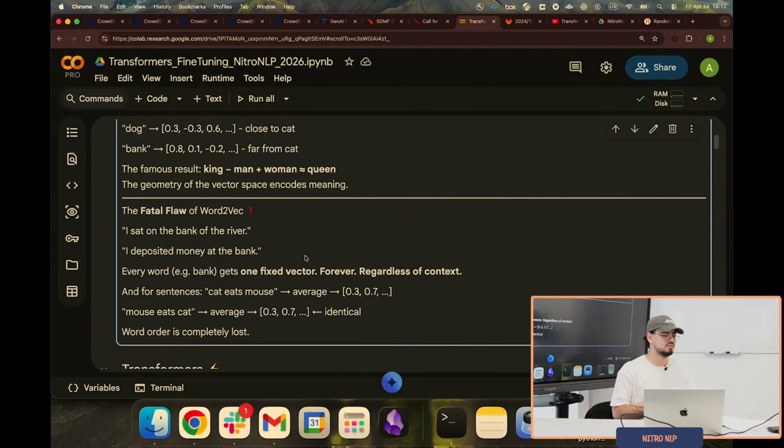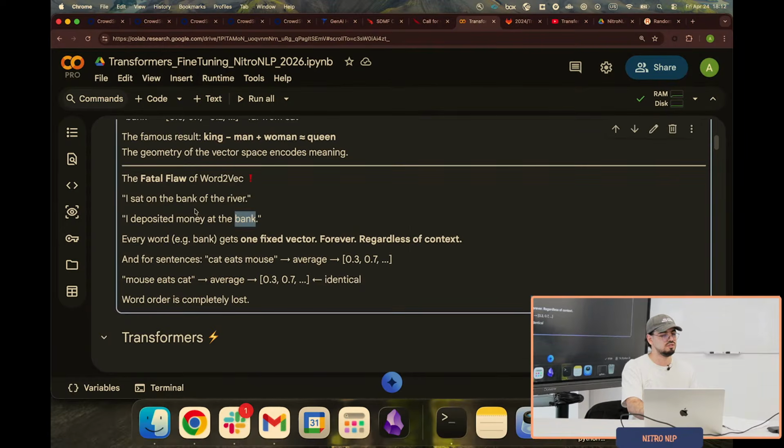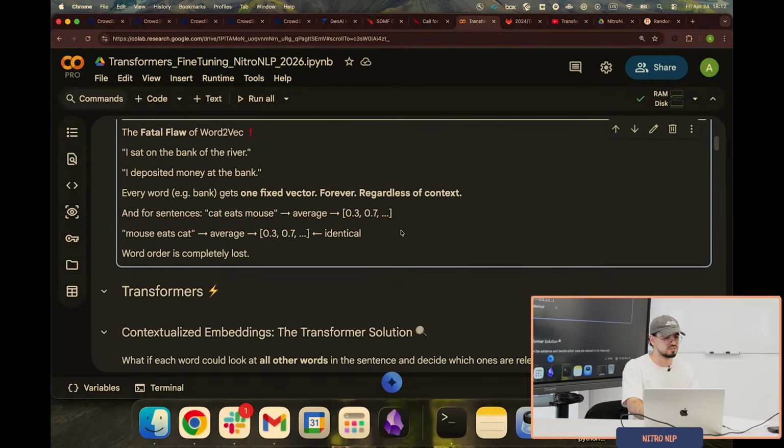Word2Vec has a few problems. One of them is the problem of polysemy. The same vector is applied to the same word, disregarding its meaning in a sentence. So if I say "I sat on the bank of the river," meaning I sat near the river, and "I deposited money at the bank," the word bank would have the exact same vector encoding in each sentence, even though it has a different meaning. So it does not capture the context. It's one fixed vector forever, regardless of context.